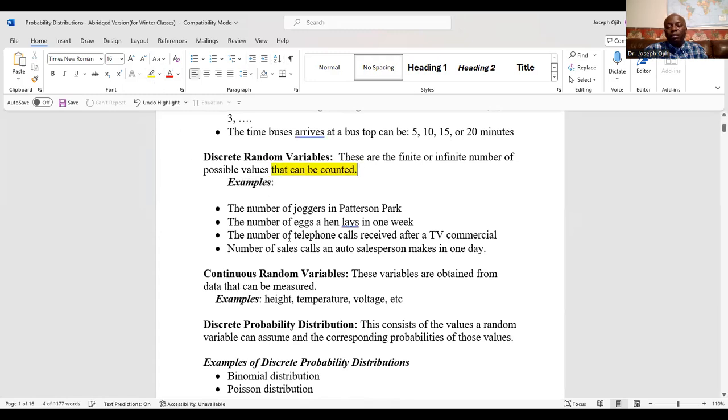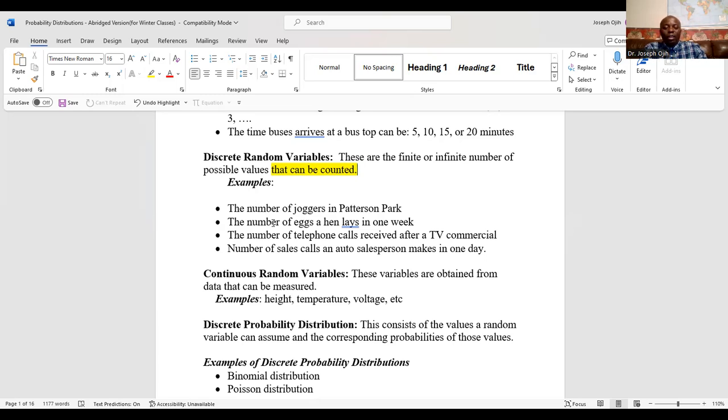They can be counted, so we call them discrete random variables. For example, the number of people jogging at Patterson Park. You can see that one person is jogging, or 2 people, or 5 people. You cannot say 1.5 persons are jogging, though.